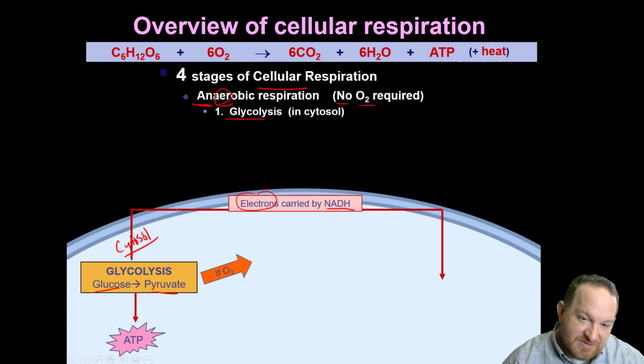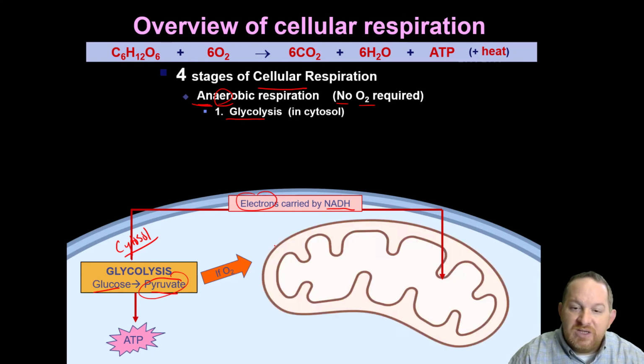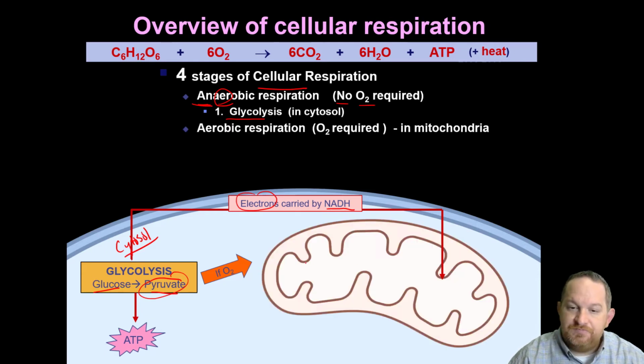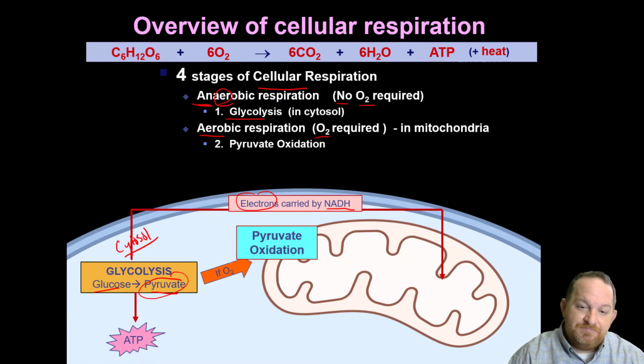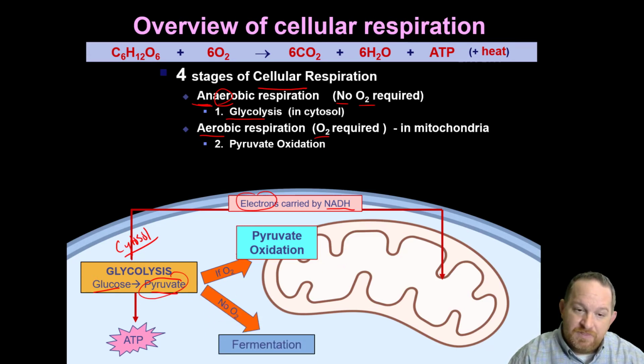If oxygen's present, pyruvate, this 3-carbon sugar, will go into the mitochondria, powerhouse of the cell, but oxygen has to be present. This is aerobic respiration, and the final 3 stages of cellular respiration use aerobic respiration. So if oxygen's present, the pyruvate will be oxidized, come into the mitochondria. If there's no oxygen, that pyruvate will go through a process of fermentation, which we'll mention in the next video.